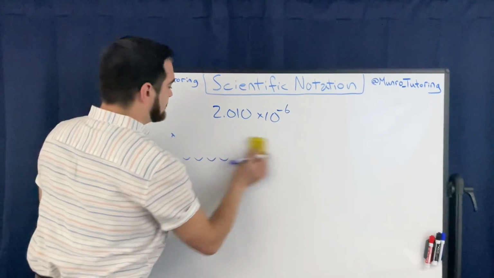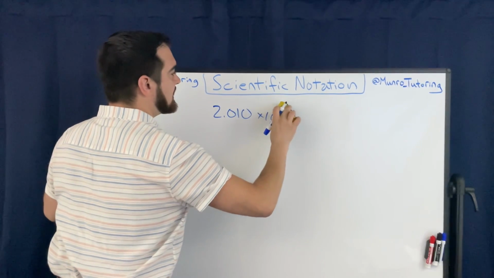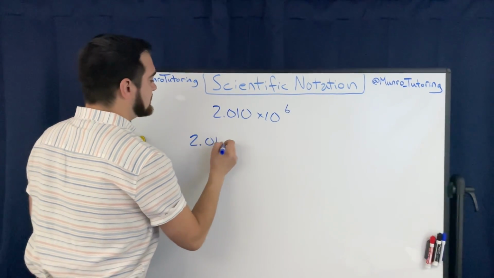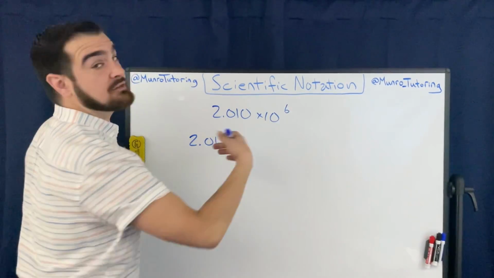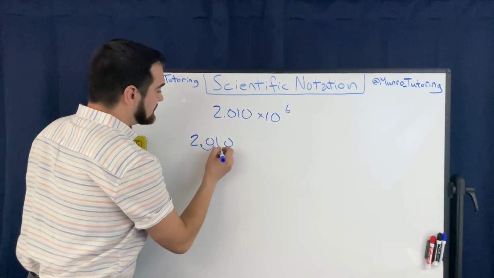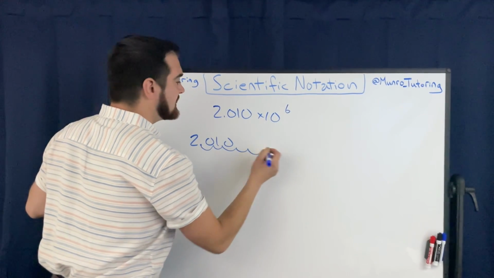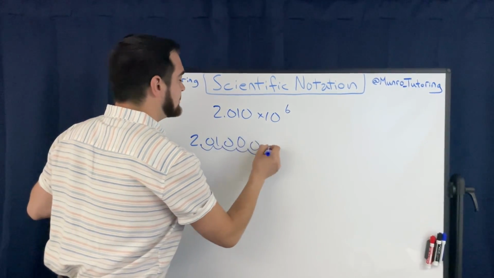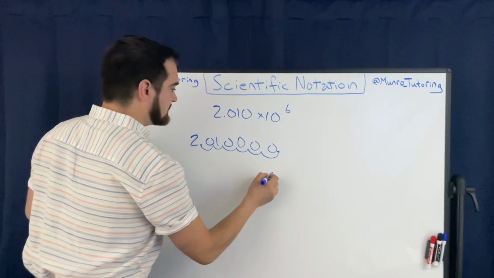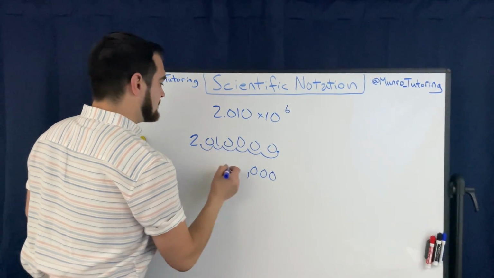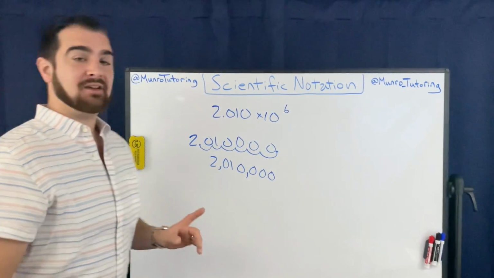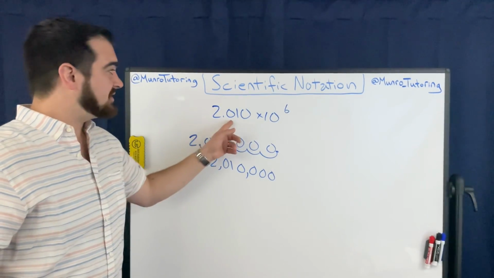And now if we go the other way, let's make that a positive 6. Now we're going to take the number 2.010, and we're going to move the decimal point to the right this time, because now we're multiplying by 10 6 times. So we go 1, 2, 3, 4, 5, 6. Put the decimal point there, fill these in with zeros. Let's rewrite this now. So we have 2,010,000.